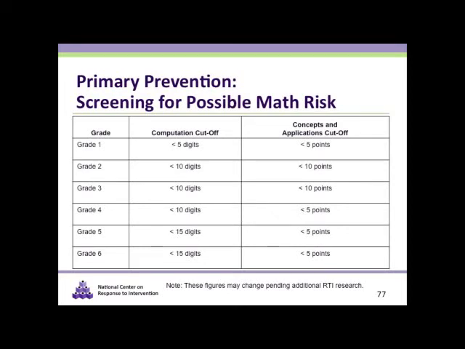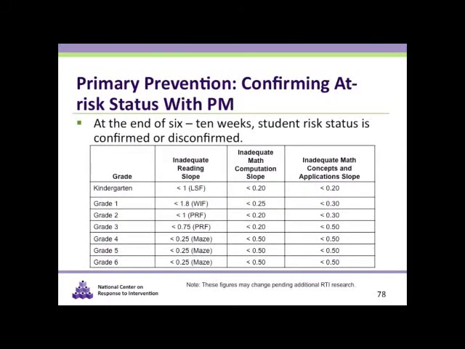In this CITES model, if students fall just above or below the appropriate cutoff, they are suspected to be at risk and are then monitored for 6 to 10 weeks to confirm or disconfirm whether they are truly at risk for math failure. At the end of the 6 to 10 weeks, the student's risk status is confirmed or disconfirmed by quantifying the response to primary prevention. To do this, the student's rate of improvement or slope across 6 to 10 CBM data points is calculated. Students whose slope is less than the slope provided for their grade level are confirmed to be at risk and then moved to secondary prevention.